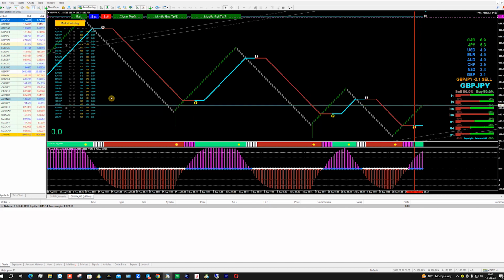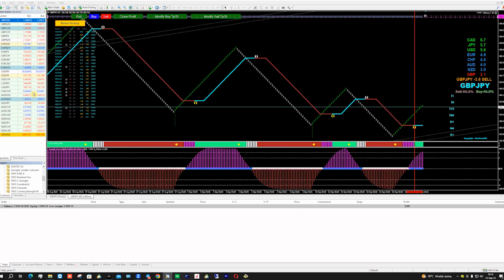Let me confirm something here, guys. You can see here we have GBP, the pound. You can see the red one here. This means the weak one, which is GBP with 2%. It is still 2.1 here, and you can see it is still 2.1, but in red.